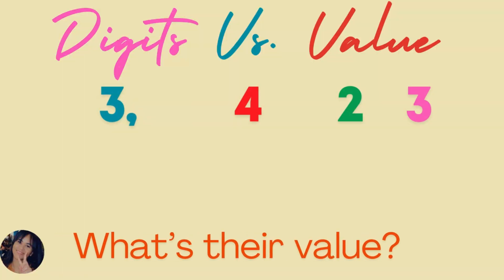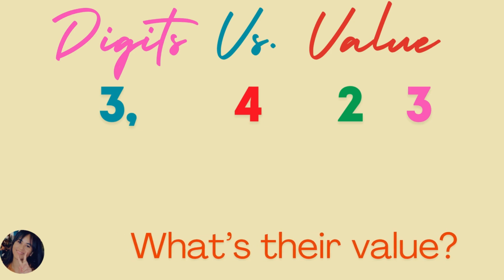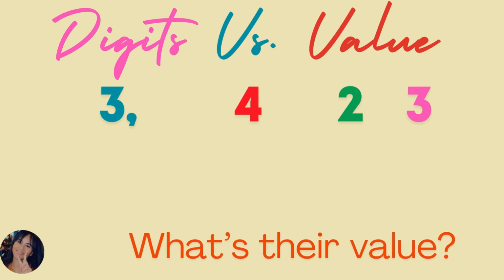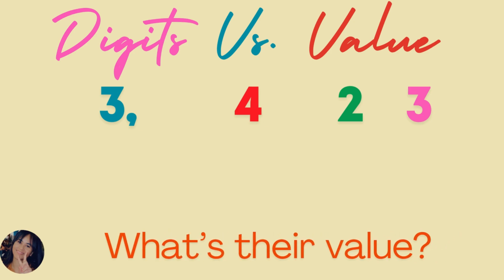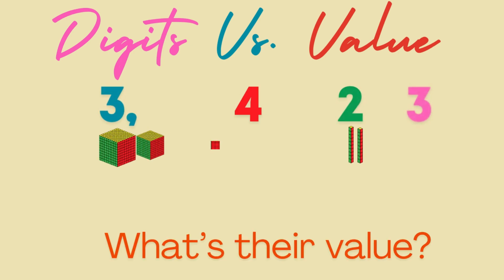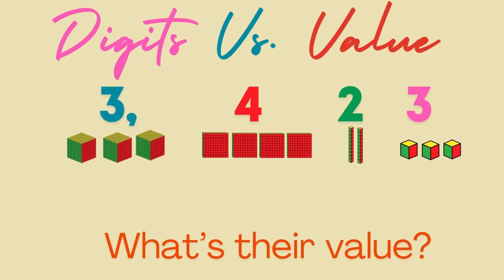What's the value of 3,423? Well, we can look at it in different ways. Let's start first with a model. So the 3 in the thousands place has a value of 3,000, while the 4 in the hundreds place has a value of 400. And the value of the 2 digit in the tens place is 20, while 3 is the value in the ones place.